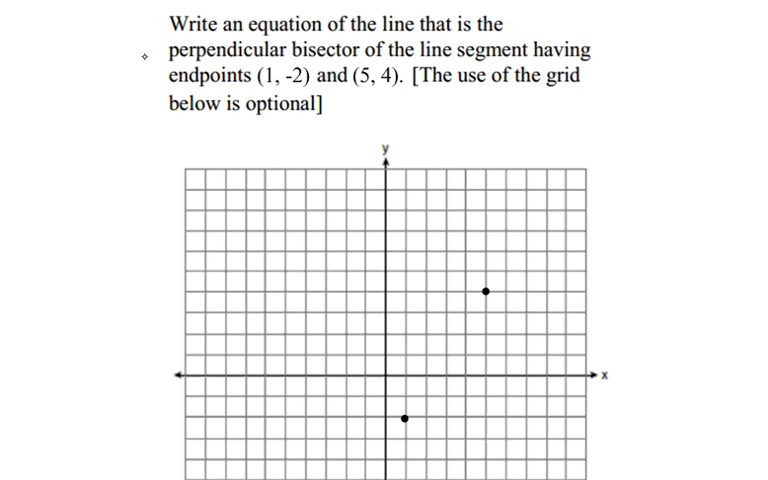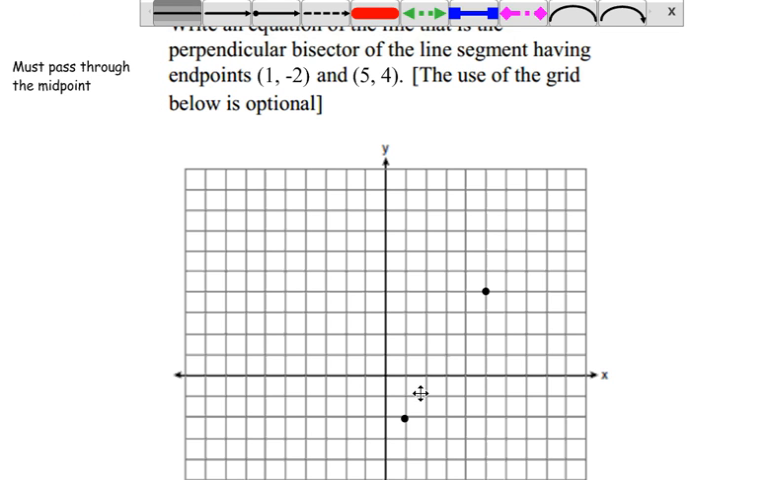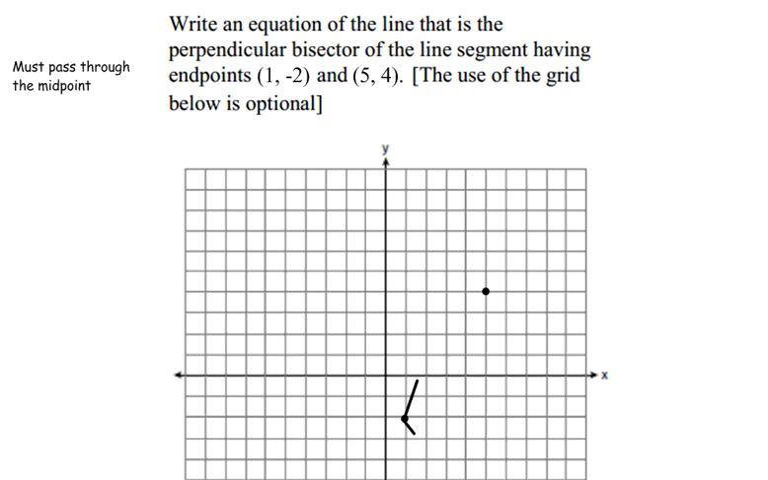Okay, so again, what do we know? We know the perpendicular bisector must pass through the midpoint. So let's find that midpoint, shall we? So I like to just draw the segment here. And I need to get rid of this line here that I drew by accident. And I could tell that the midpoint is right over here. So I know the perpendicular bisector has to pass through here. And I know that it also has to be perpendicular to the given segment. So I'm going to use that to help me write the equation of the line.